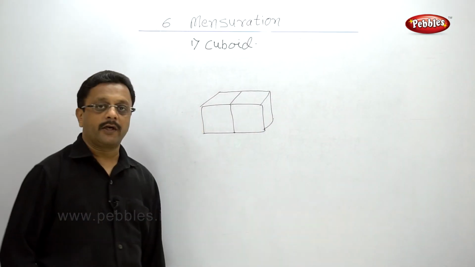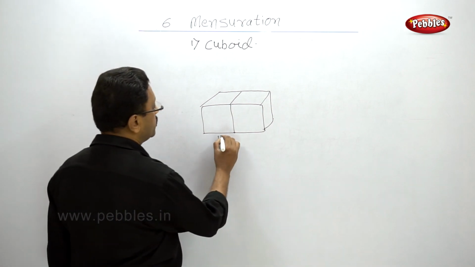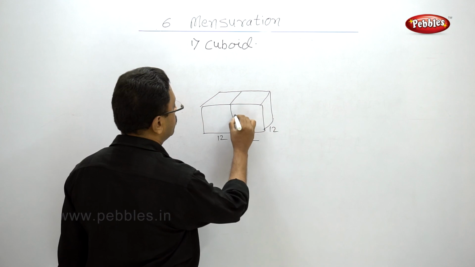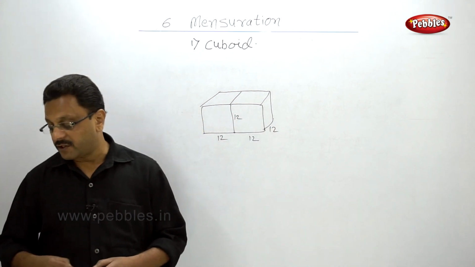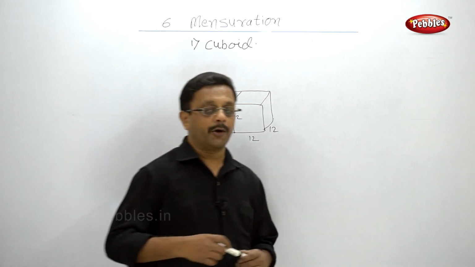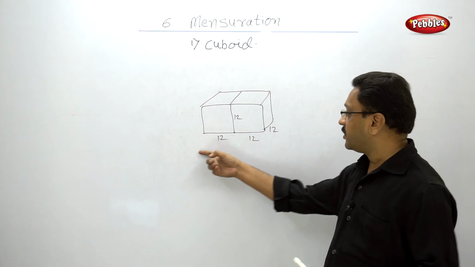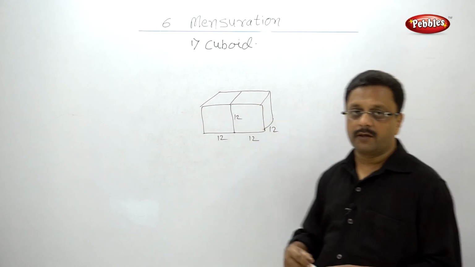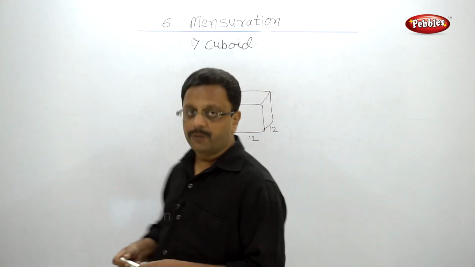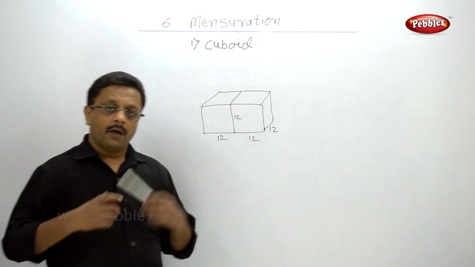These 2 cubes are joined end to end with 12 centimeter each. So this is 12, this is 12, this is 12, and height is 12. And you have to find out the surface area of the resulting cuboid. Very simple. In this case, now the length is 24, breadth is 12, and height is 12. You know the formula, substitute in the formula and you will get the total surface area.